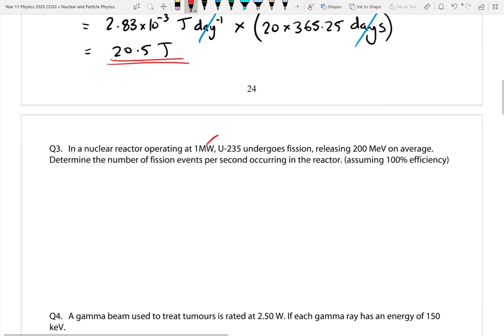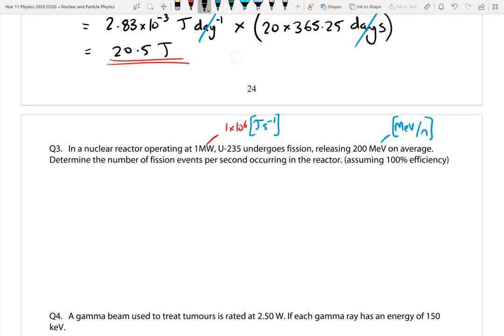We have a power here. That's 1 times 10 to the 6 joules per second. All right? Here we have energy per event, but this is MeV per N. Now here's a problem. We've got joules and we've got MeV. At some point we're going to have to convert one or the other.